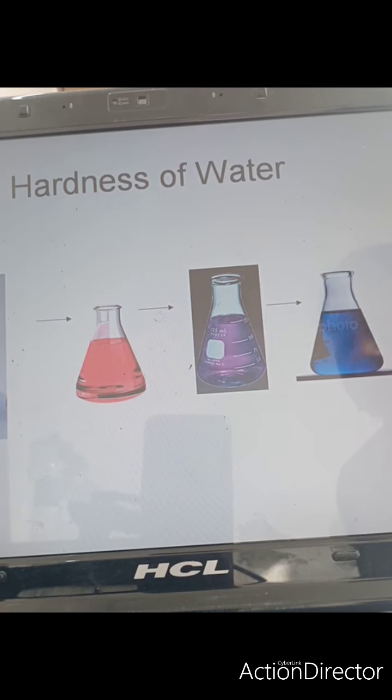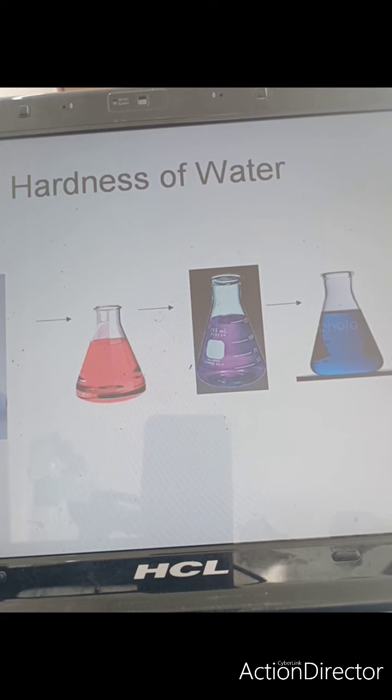In this video, I will be explaining the complexometric titration. As we know, in titration or volumetric analysis, we find out the unknown concentration using a standard solution. So in complexometric titration, the standard solution which we are using will be a complexing agent or chelating agent, and even the indicator which we are using will be a complexing agent.